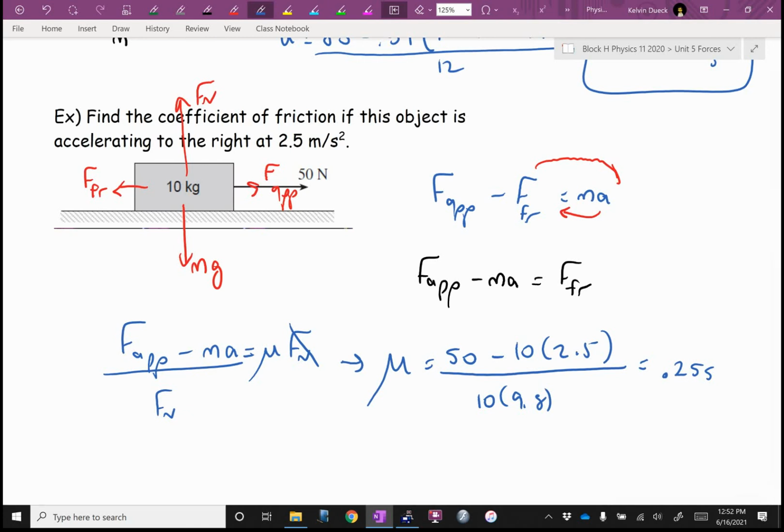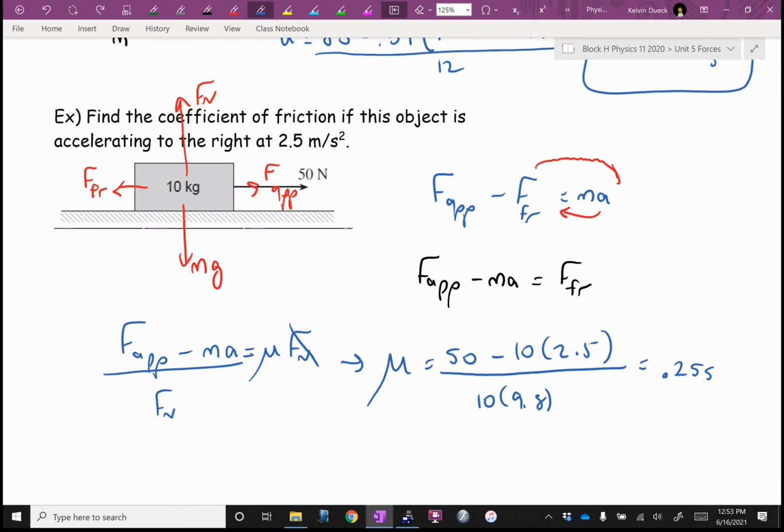What if a was 0? And your equation would just end up being F applied equals friction, because no ma. It's a tie. Could slow down, friction will be winning. Could be 0, it's a tie. Accelerating, F applied is winning. If a was 0, because then you know it's a tie.